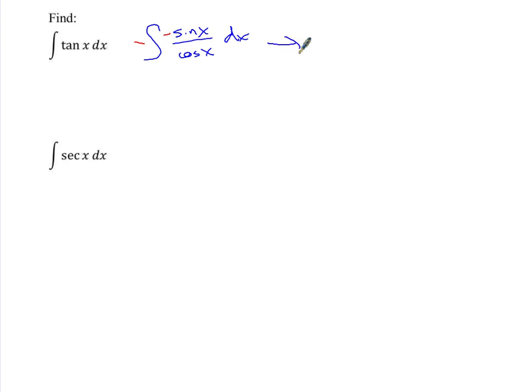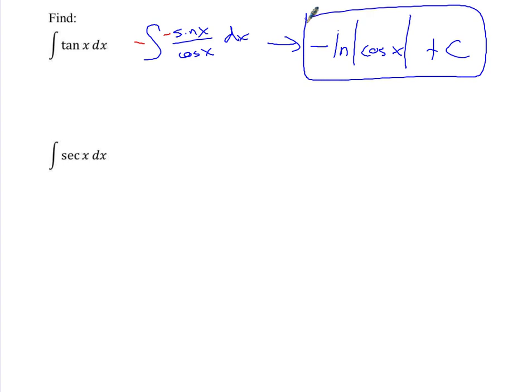So what do we get? The negative natural log of the absolute value of cosine x. Don't forget your plus c. That's the answer, using the log rule, which is kind of nice. Now we've derived the integral of tangent, and we can apply the chain rule to make it tangent u du equals the negative natural log of the absolute value of cosine u plus c. The absolute value symbols are necessary there.